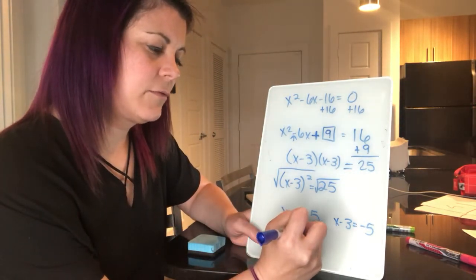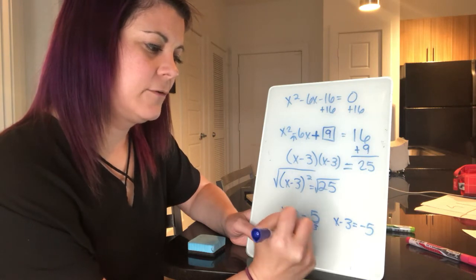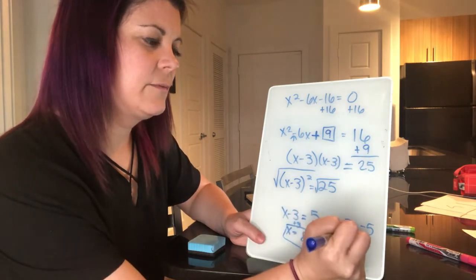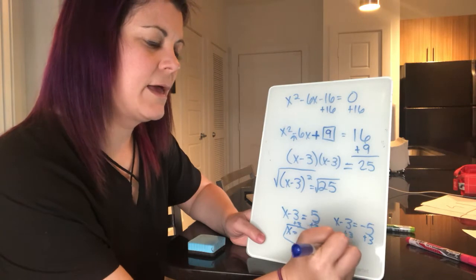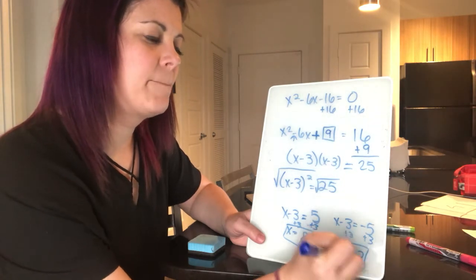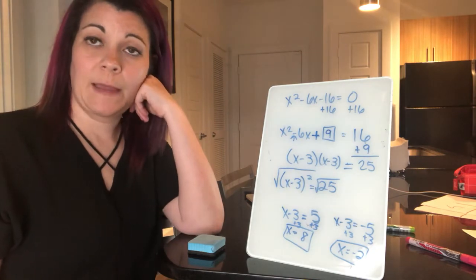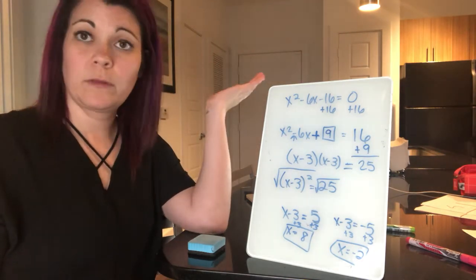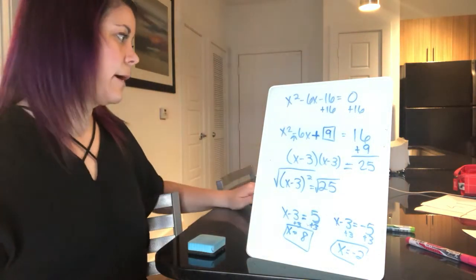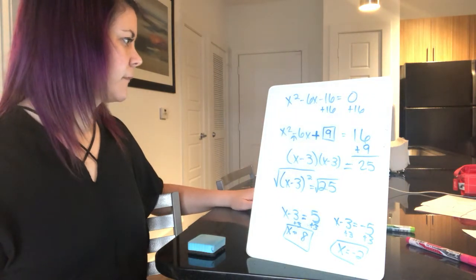So add 3 to both sides here, x equals 8. Over here we add 3 to both sides, and x equals negative 2. And both of these will satisfy the equation, okay? And that's how you do it by completing the square. Let's do another one.